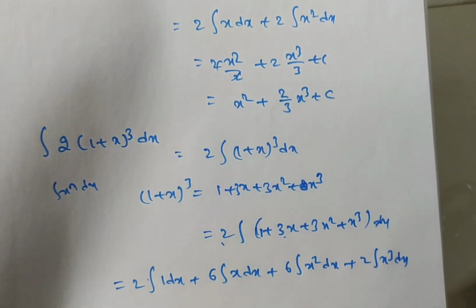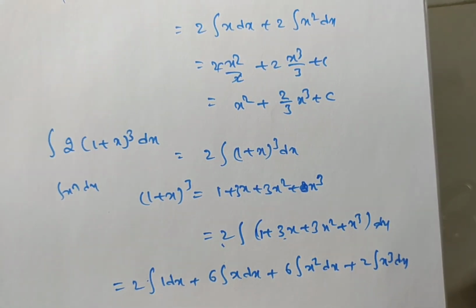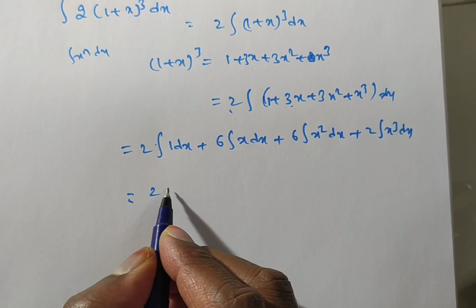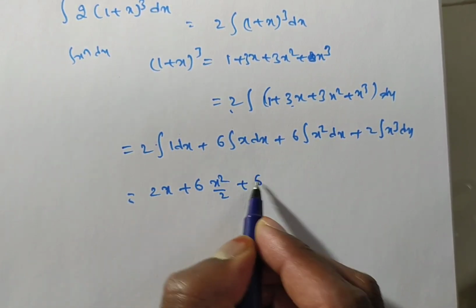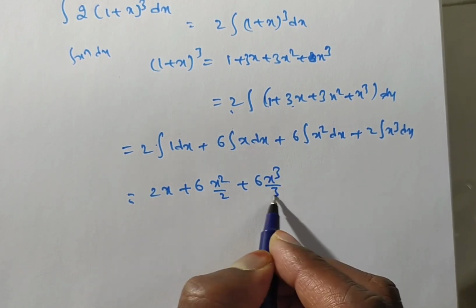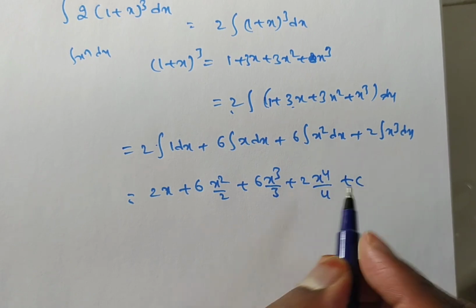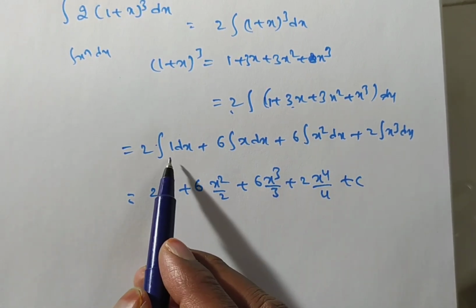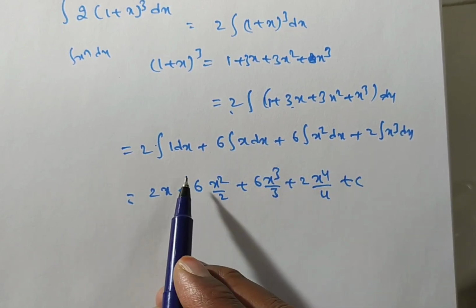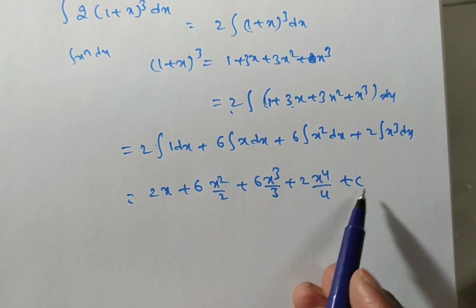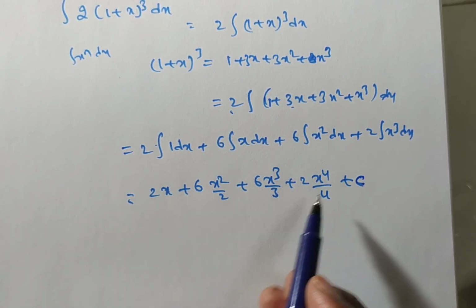Now 2 into, what is the integral of 1 dx? 1 is a constant. So the constant's integration is constant into x. Plus 6 into the integration of x, x square by 2, plus 6 into the integration of x square, x cube by 3, plus 2 into the integration of x cube, x to the power of 4 by 4, plus c. Generally you will get a doubt: sir, for every integration will you write c1, c2, c3, c4? If you add c1 plus c2 plus c3 plus c4, then you will get one arbitrary constant. That's it. So for all the integrations, commonly you can write plus c.